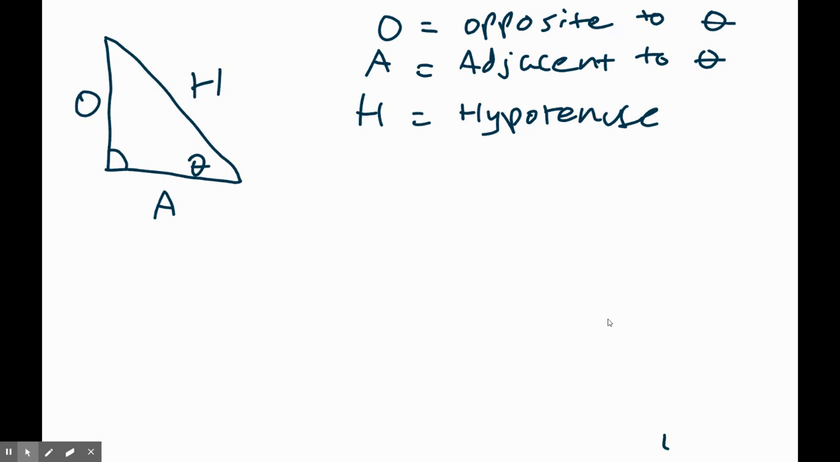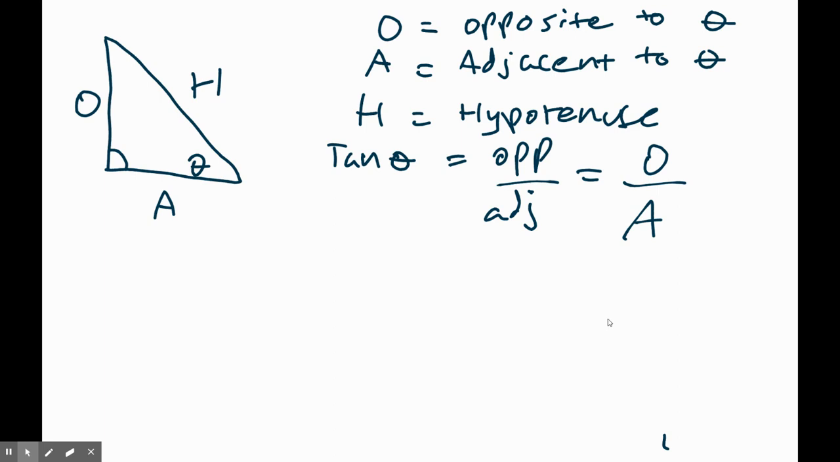And again, like we said before, tan of theta is equal to opposite over adjacent, which is equal to O over A. We want to keep that over 1. So this is what we're going to need to remember going forward to work on a few problems. Tan of theta is equal to O over A. So let's go ahead and try out an example.